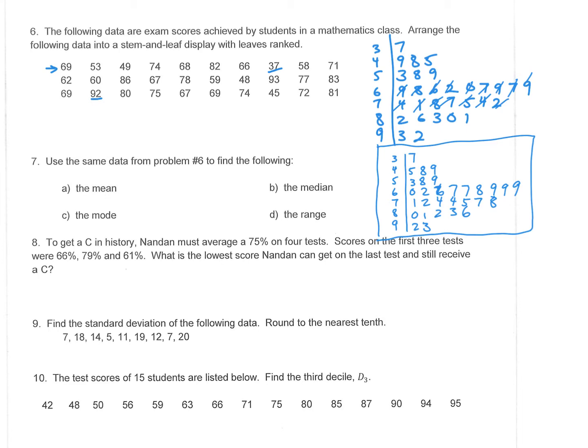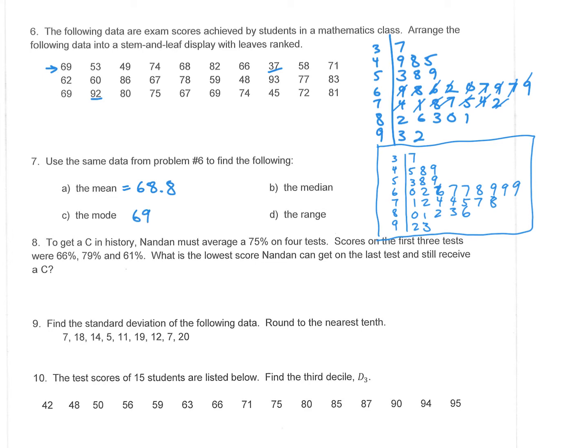Using the same data from problem 6, do the following: find the mean, the median, the mode, and the range. To find the mean, I see there are 30 numbers, so I have to add up the 30 numbers and divide by 30. Doing so, I'll get 68.8. The mode, the most common number, is 69.